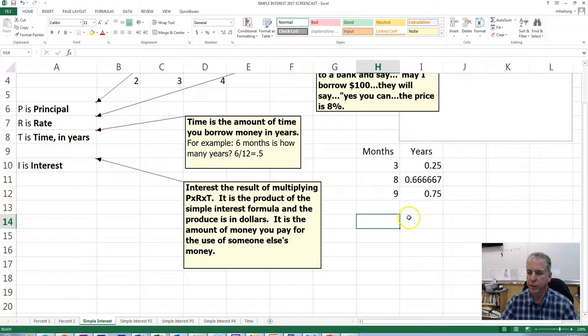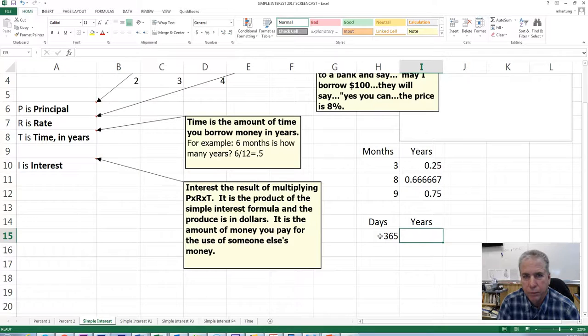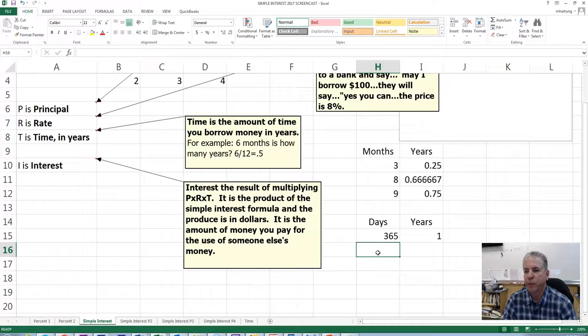Well, let's take this a step further. How about this? How about days? 365 days. How many years is that? Easy one. It's 1 year. There's 365 days in a year. Well, let's make it a little more difficult. How about 90 days? What if you borrow money for 90 days? Does anybody borrow money for 90 days? These things do happen. Absolutely. It does happen in the world of business.